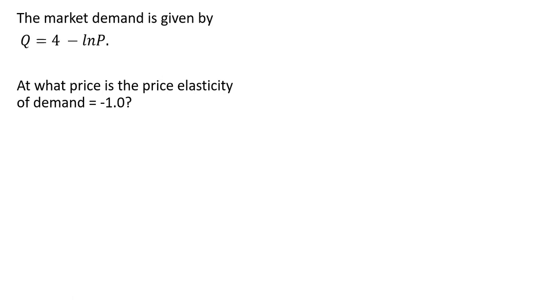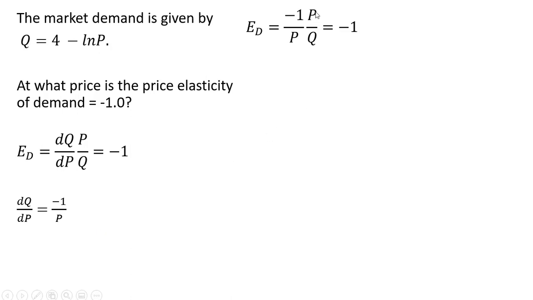And in our last example, we want to figure out what price the price elasticity of demand is minus 1. So in other words, we want this elasticity of demand formula to equal minus 1. So we take the derivative of the demand equation with respect to price, and we get minus 1 divided by p. And as before, the price terms cancel, getting rid of the minus sign on each side. We have q equals 1.